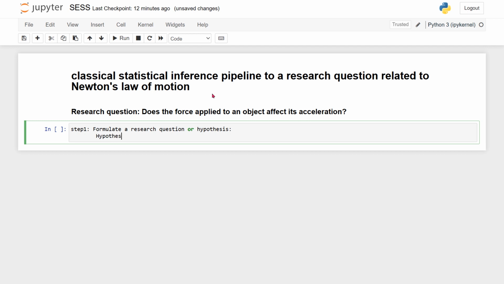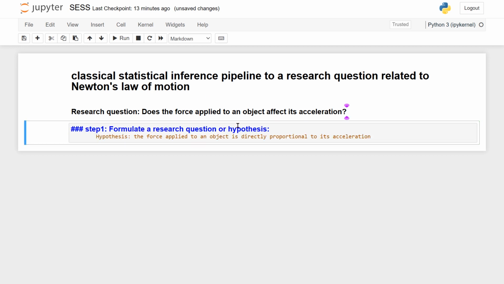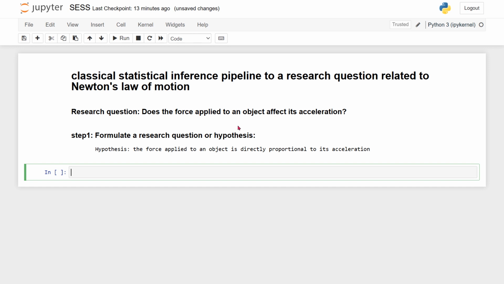So the hypothesis for us can be stated as follows: the force applied to an object is directly proportional to its acceleration. So this is our hypothesis. This is our null hypothesis.